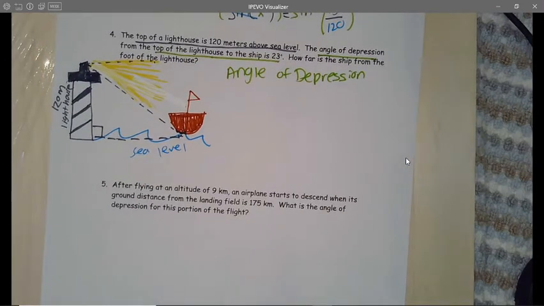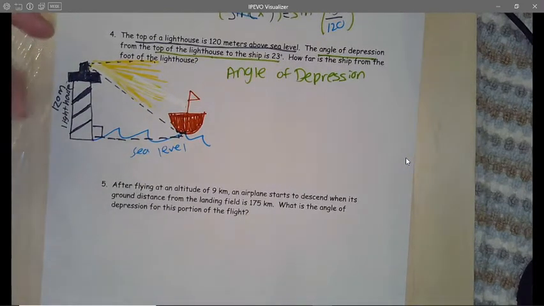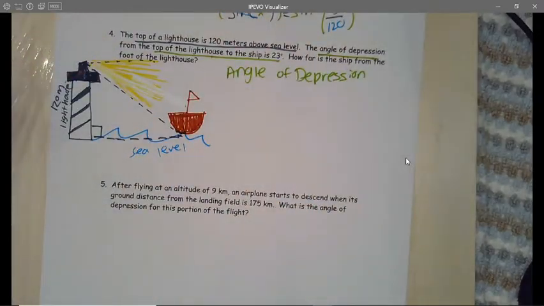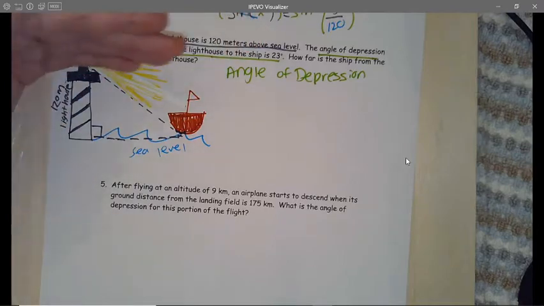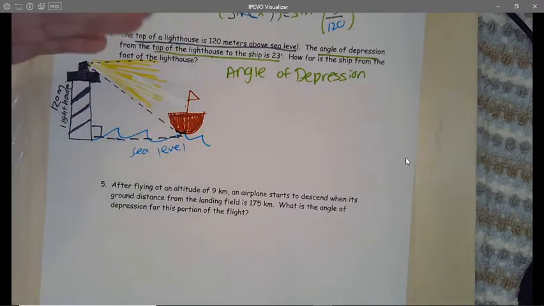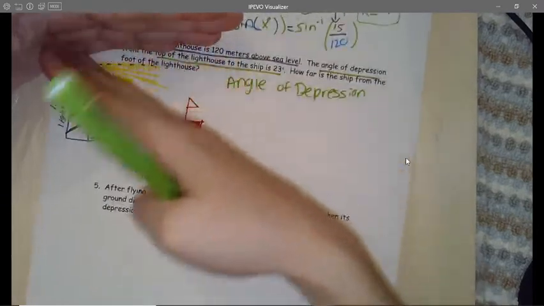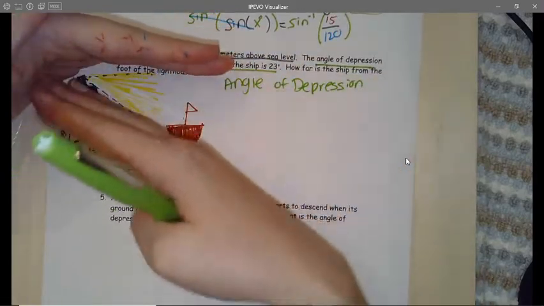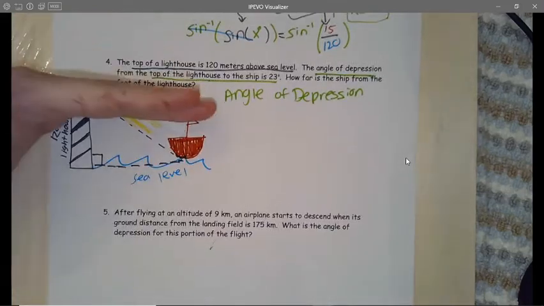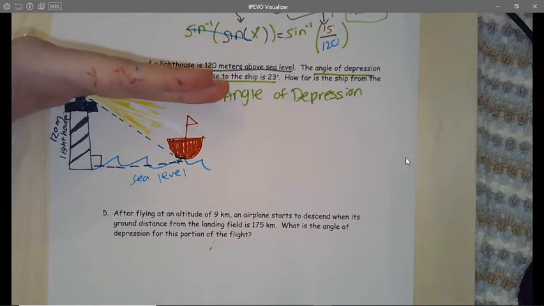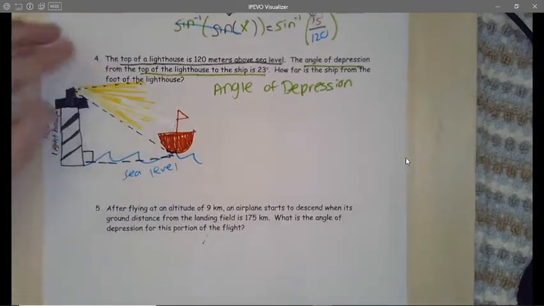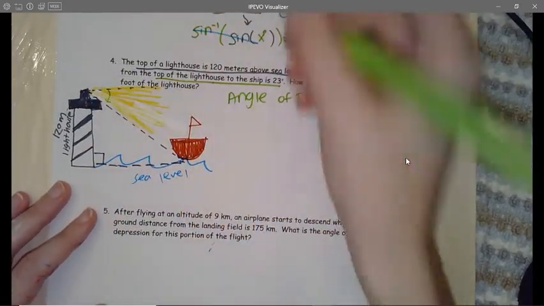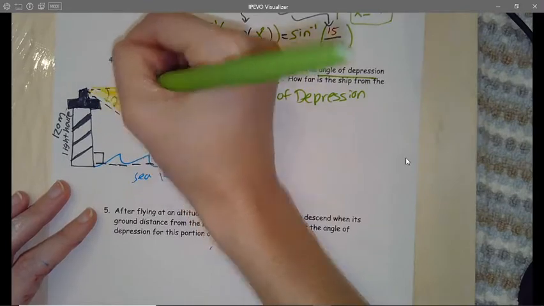So probably what this is referring to, you guys, is when the lighthouse projects the light to the ship, it starts off when it shoots out the light horizontal, it's right here, but then when it aims it toward the ship, the angle heads downward. Okay, so this is going to be an angle of depression. The light shines downward and creates this lovely angle right here of depression, and that is 23 degrees.